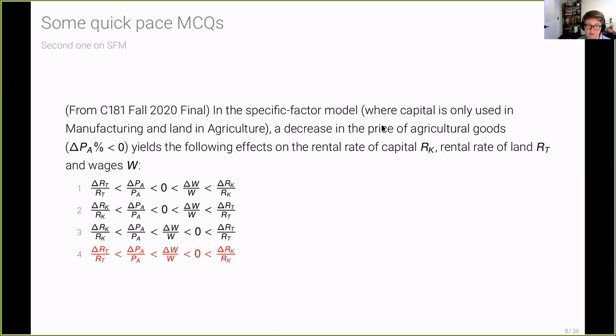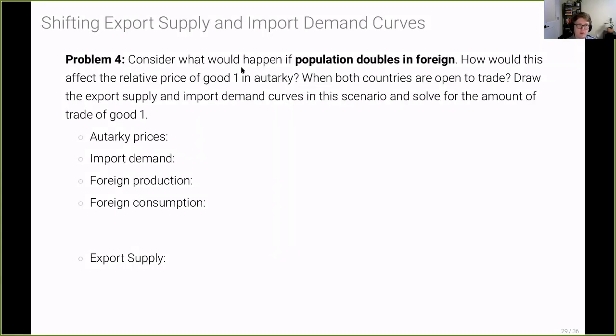Does anyone have any questions about that? Please feel free to interrupt me. But now what I'm going to consider is changing a variable and seeing how it affects the export supply curve from before. So I'm going to think that everything stays the same in home, but population is going to double in foreign. So recall that in foreign, we had that the labor force was 1.